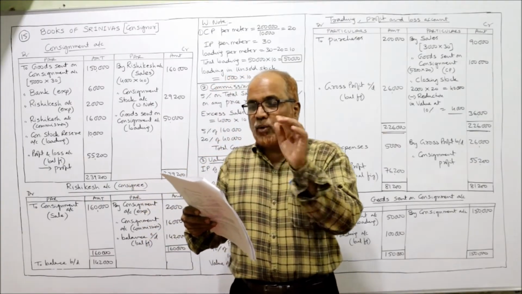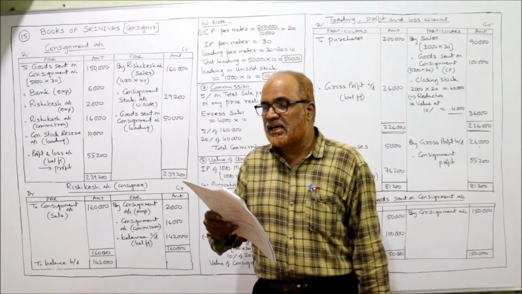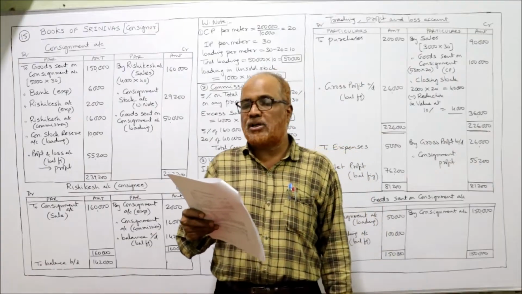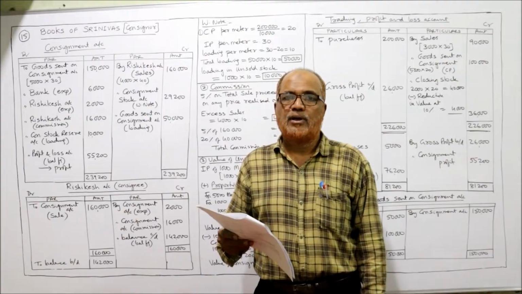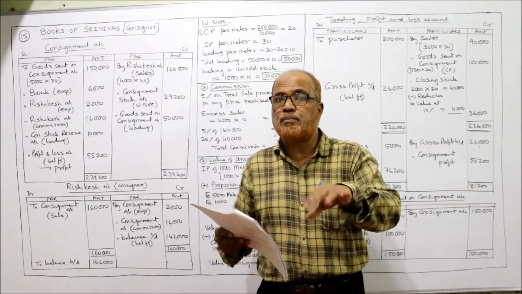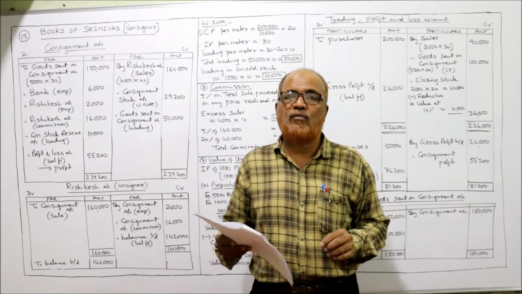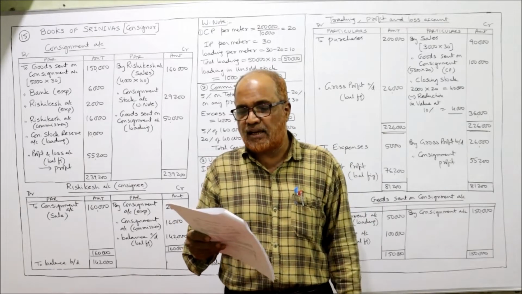Now they are entitled to a commission of 5% on total sale proceeds plus 20% of any surplus price realized over 30 rupees. So 20% of any surplus price realized. So in the working note we have to find out how much surplus price he has realized.